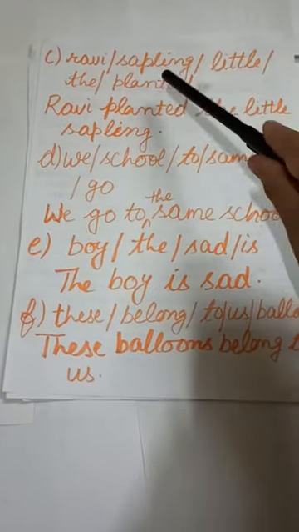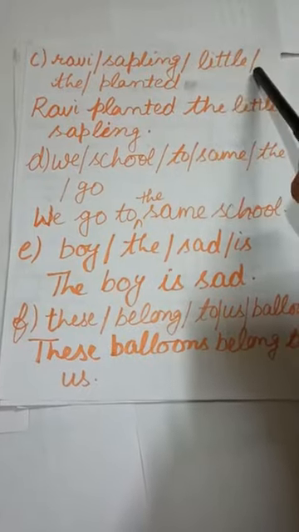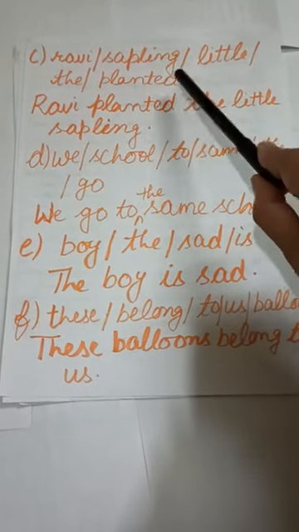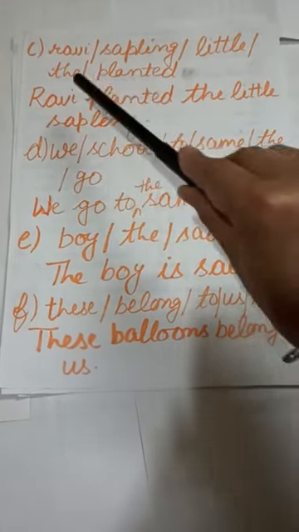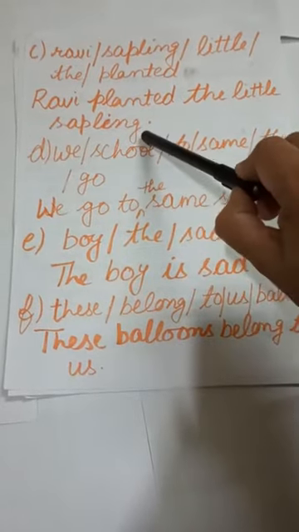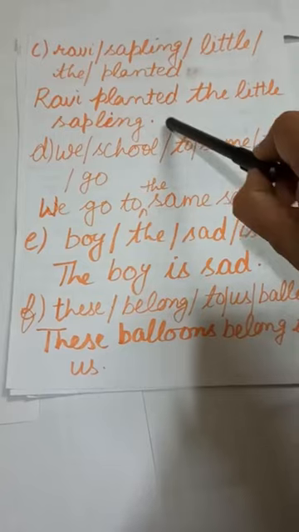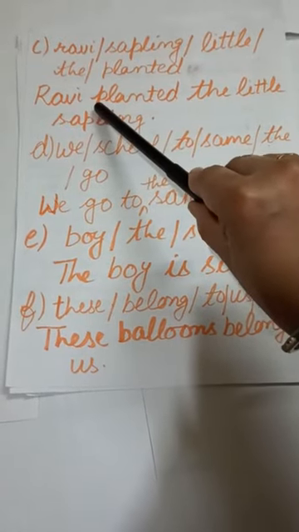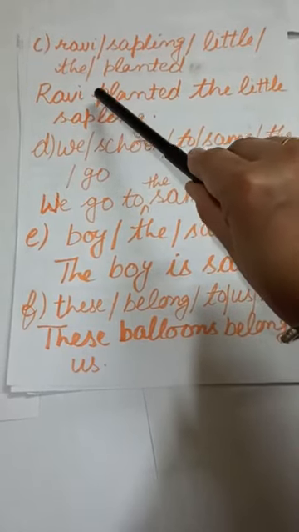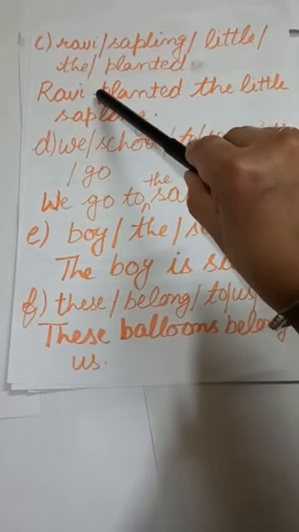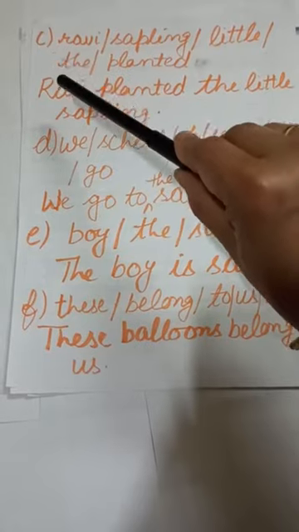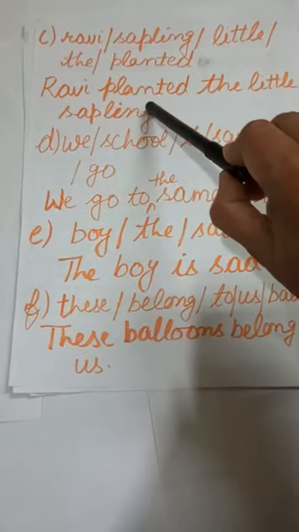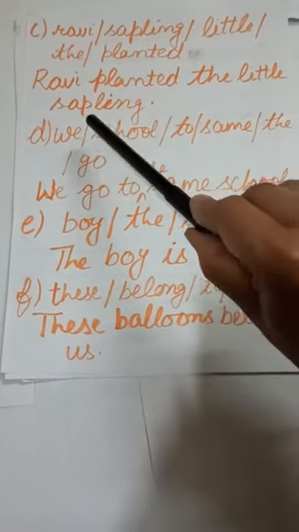Now C part. Ravi sapling little the planted. Ravi planted the little sapling. Ravi, R capital, and sapling, full stop. Because it is a name, it should be capital, but it is also the first word of your sentence, and the first letter of the first word of a sentence should be capital. You should keep this in mind.